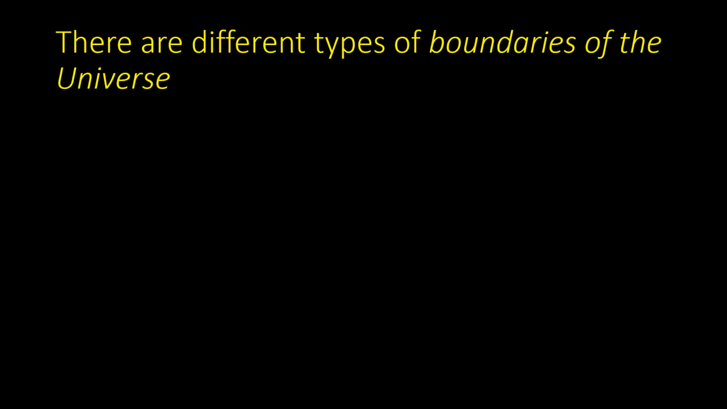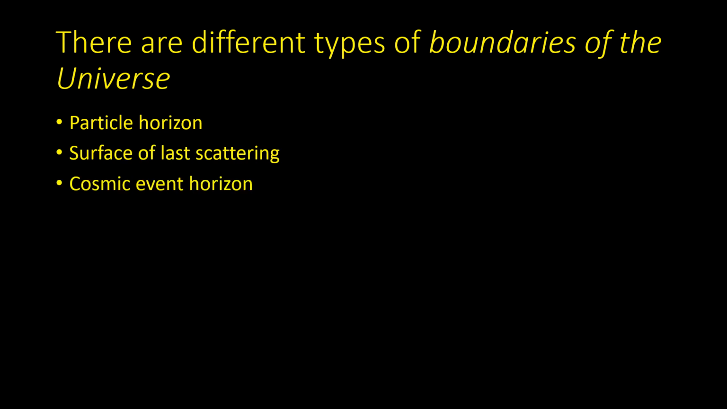Let's start with the boundary of the universe. There are actually four different types of boundary to the universe: the particle horizon, the surface of last scattering, the cosmic event horizon, and the Hubble Sphere.